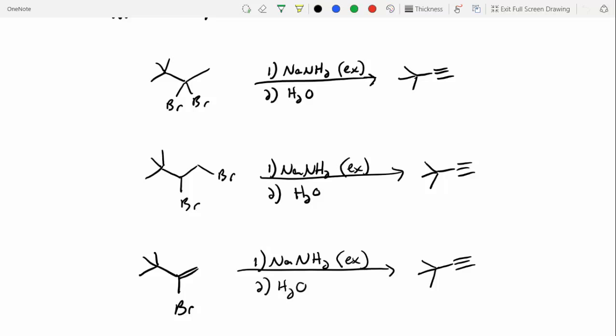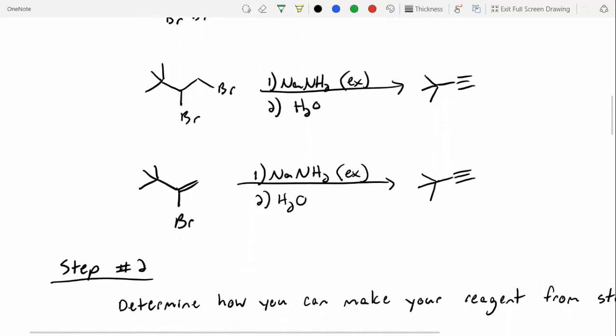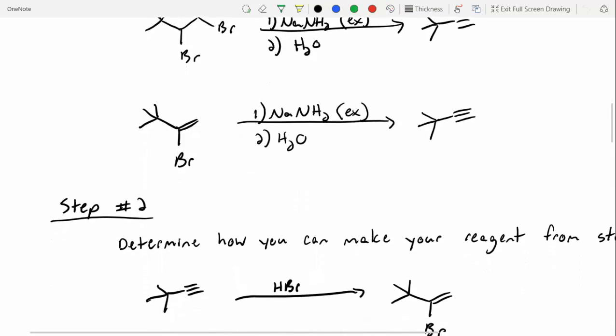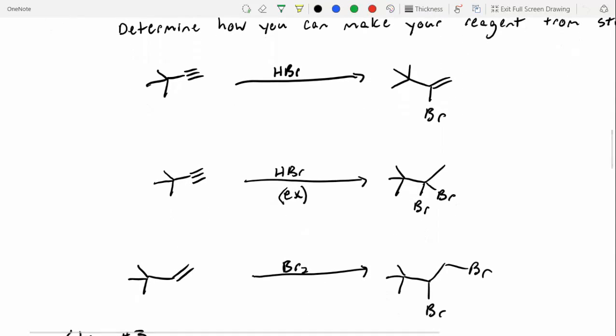So now we have to ask ourselves, all right, how can I make a geminal dihalide? Does anybody have an idea? Again, this is using our reaction toolbox. How can we make a geminal dihalide? We could use HBr and an alkyne, right? So we work backwards and we say, all right, now we need to figure out how to make that reagent, and we could make all of those 3 reagents using 3 different routes.